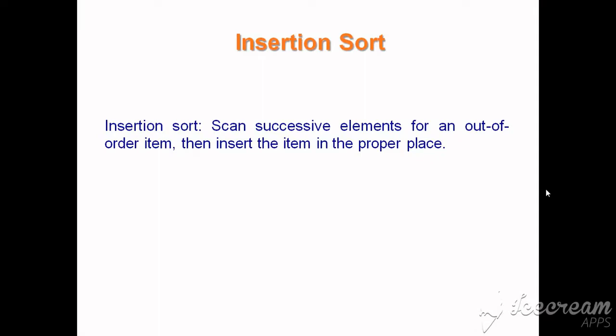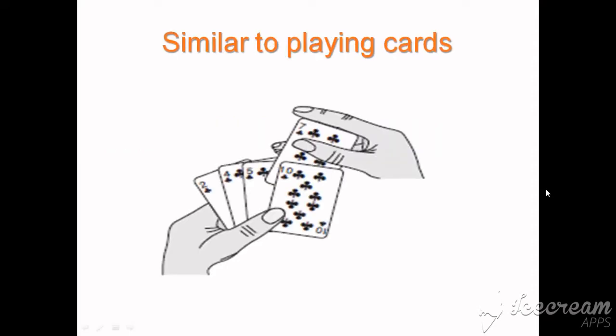Now we see what insertion sort is. Insertion sort scans successive elements for an out of order item, then inserts the item in the proper place. Insertion sort is a simple sorting algorithm that works similar to the way you sort playing cards in your hands. The array is virtually split into a sorted and an unsorted part. Values from the unsorted part are picked and placed at the correct position in the sorted part.